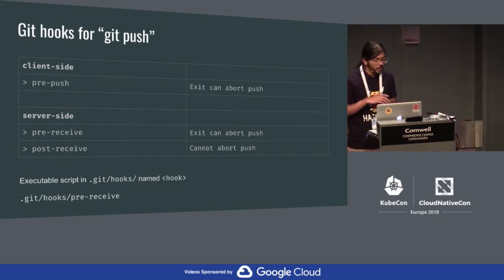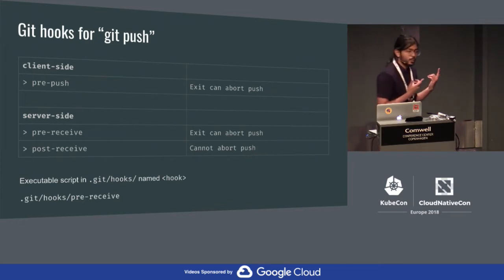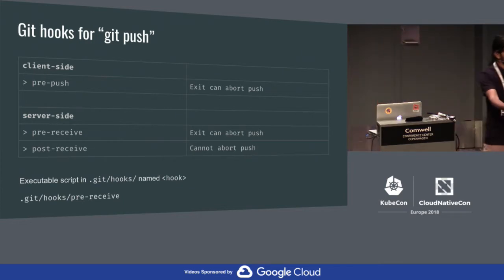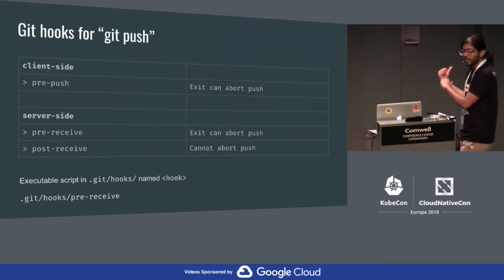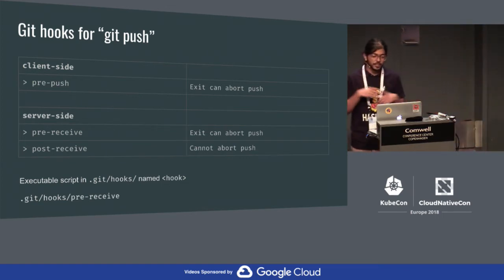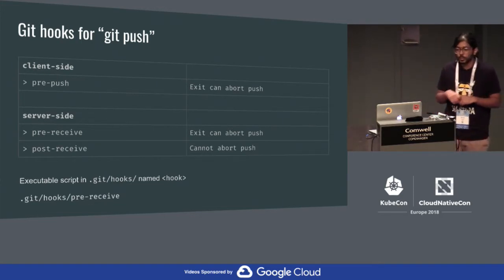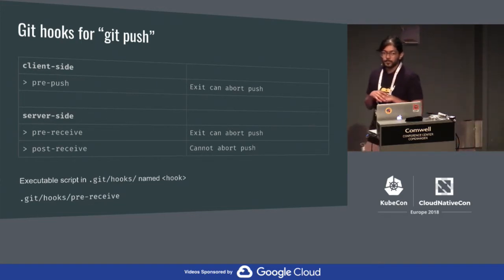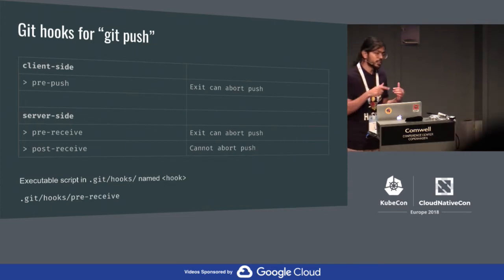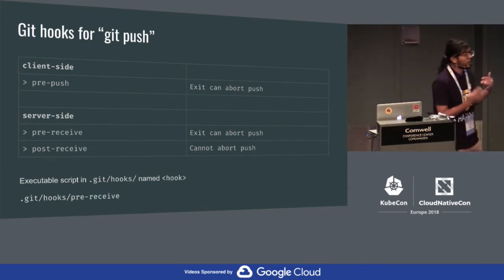Similarly, there's a server-side hook. The idea with the server-side hook is that you have a pre-receive, which executes before the objects are taken and put inside the Git repo. So that's the pre-receive. And then once the objects are taken and put onto the Git repo, or onto the file system, the post-receive hook executes. And the post-receive hook, even if it doesn't work, cannot abort the push process that started.